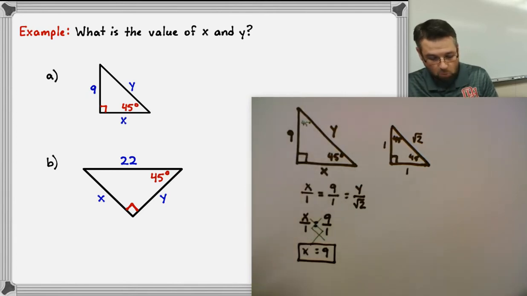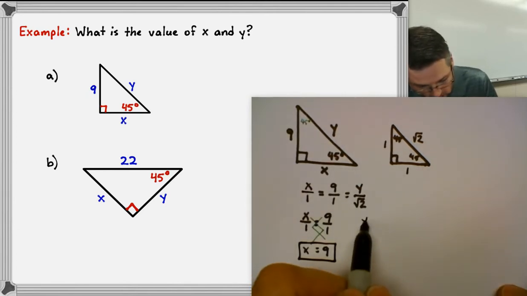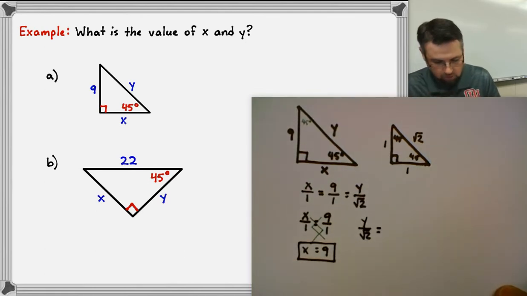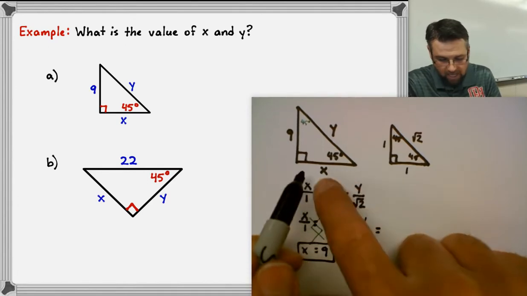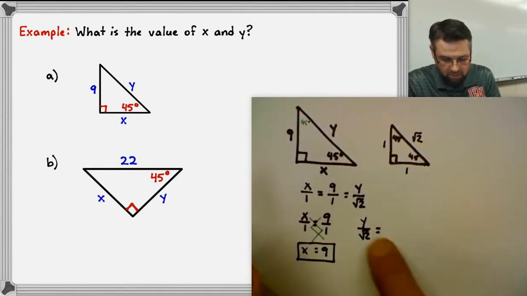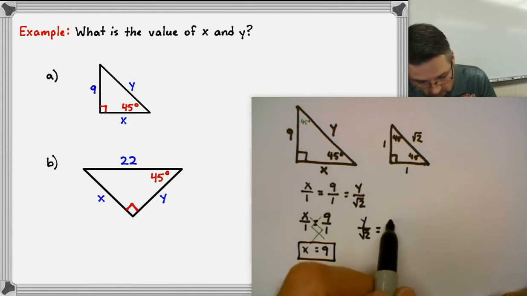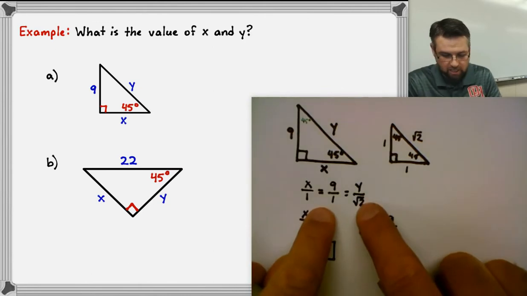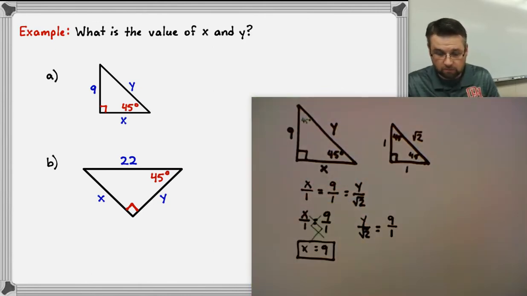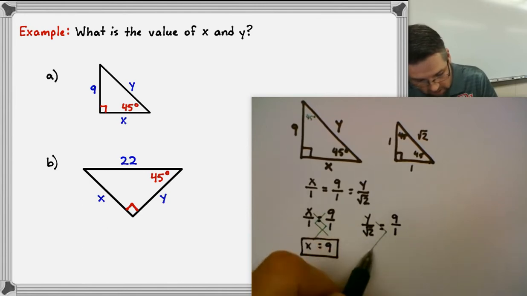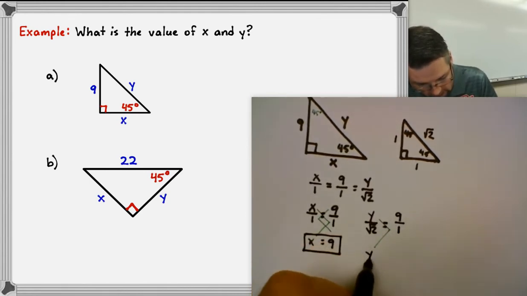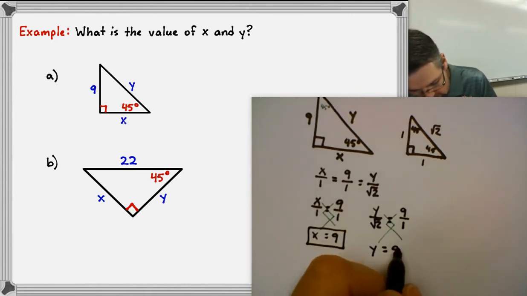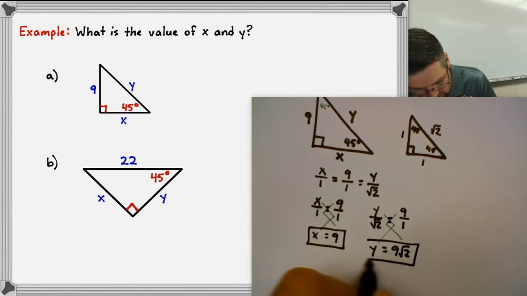Now let's focus on finding y. So I'm going to set that up. It's going to be y. Well, y corresponds with radical 2, and that's equal to another ratio. So I could use the x over 1, or I could use the 9 over 1. Because I already have a variable here, I don't want another variable. So I'm going to go with 9 over 1. So y over rad 2 equals 9 over 1. Then we're going to cross multiply. So y times 1 is y, and then 9 times rad 2 is 9 radical 2. And that's my answer. We're done.